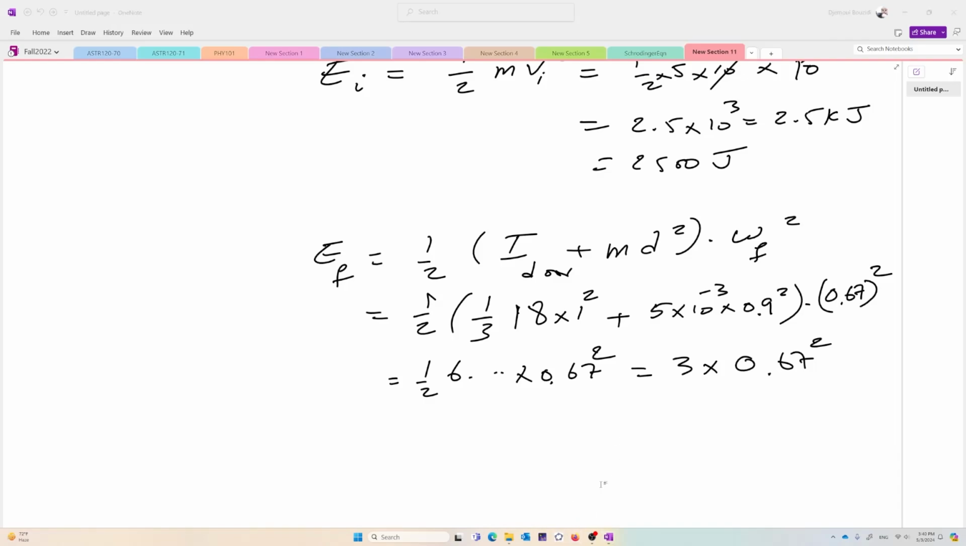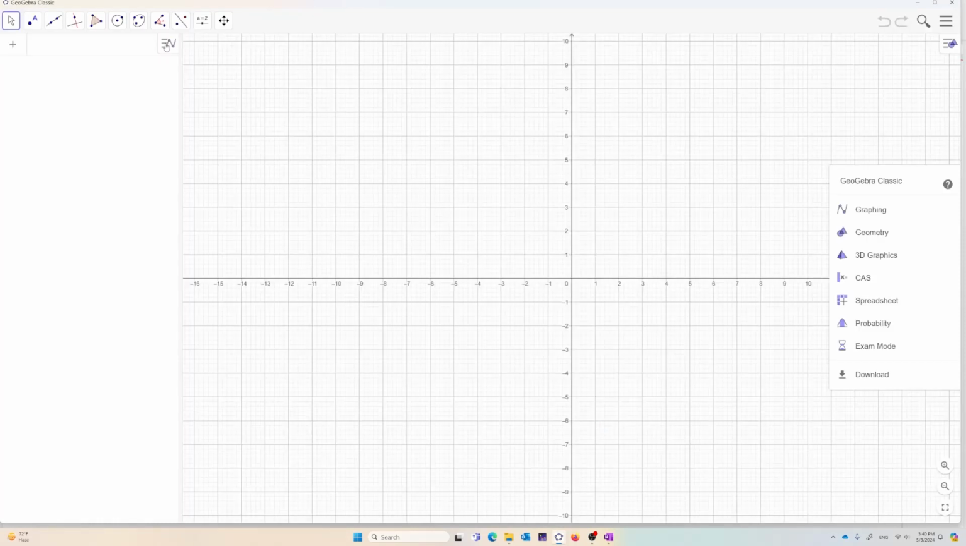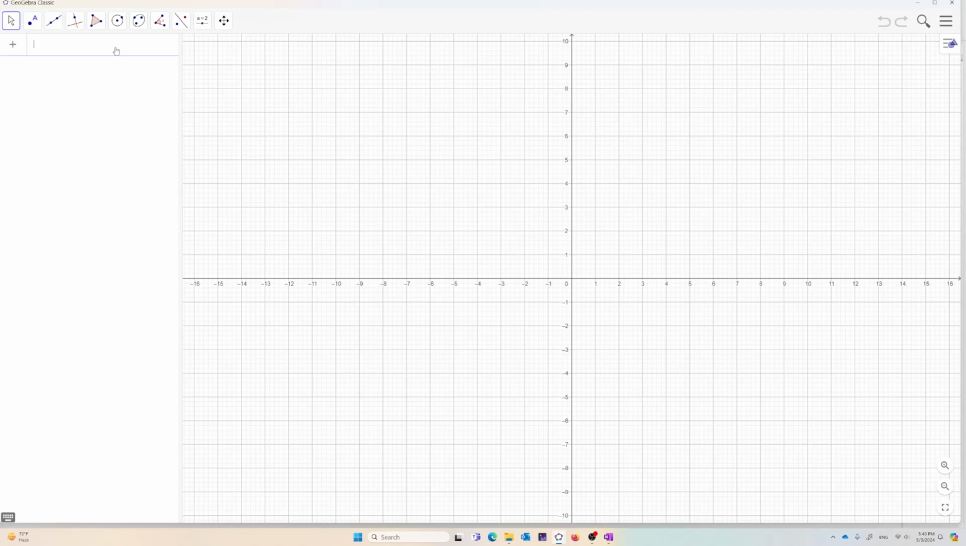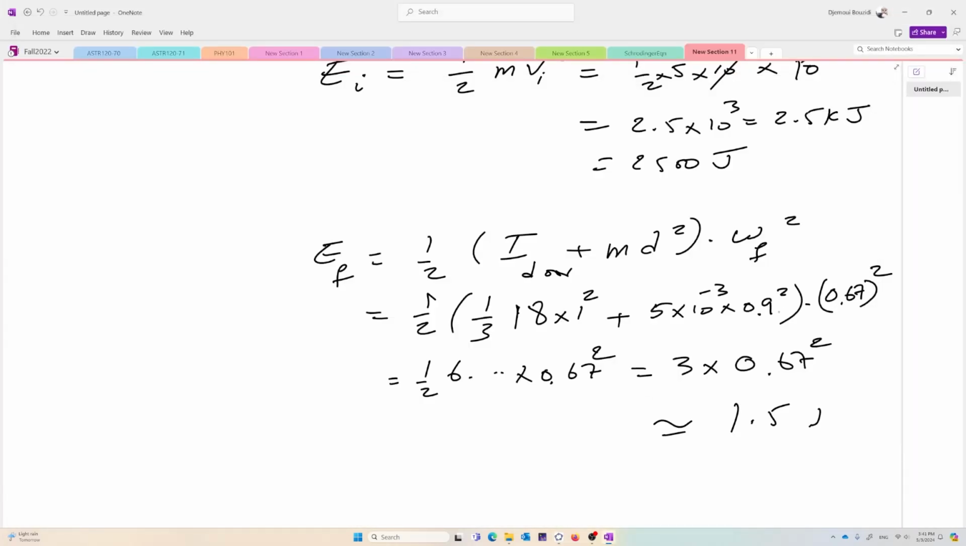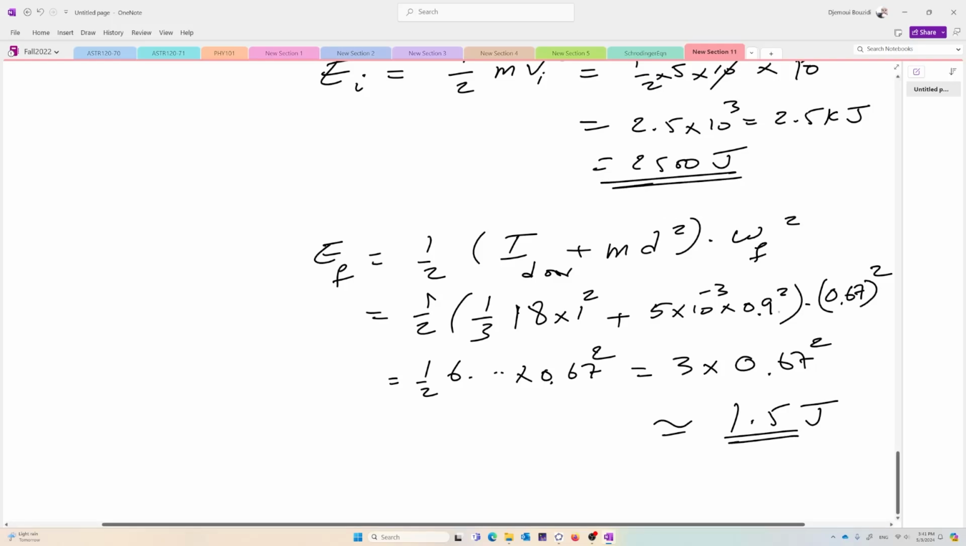My point in here is I need some number just to see how big that is, because it's going to be a very tiny number. A lot of energy is lost because it's an inelastic collision. So how much did we say? Even in GeoGebra, I'm not going to spend time trying to get this. So we have 3 times 0.67 squared. It's about 1.5 joules. It may be slightly more, slightly less, depending. So the point being in here is, you start with 2500 joules, then you end up with only 1.5 joules.